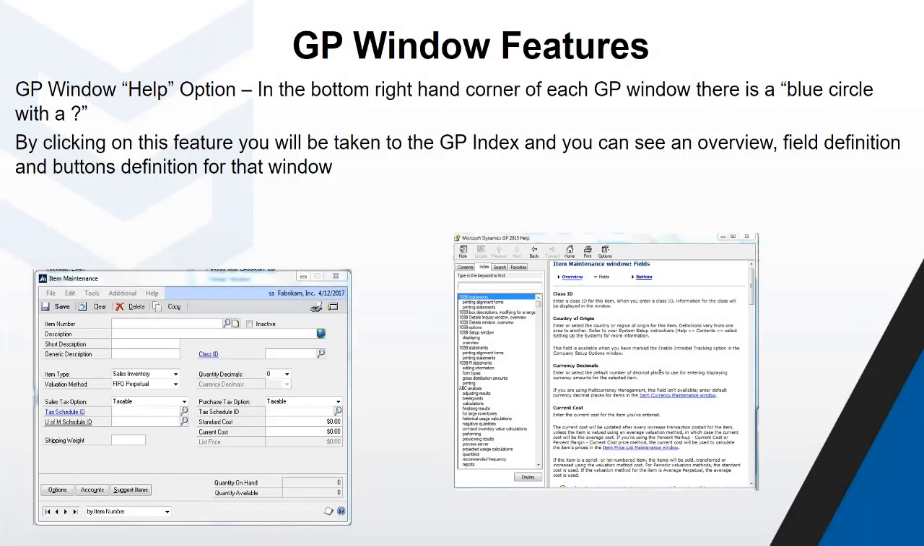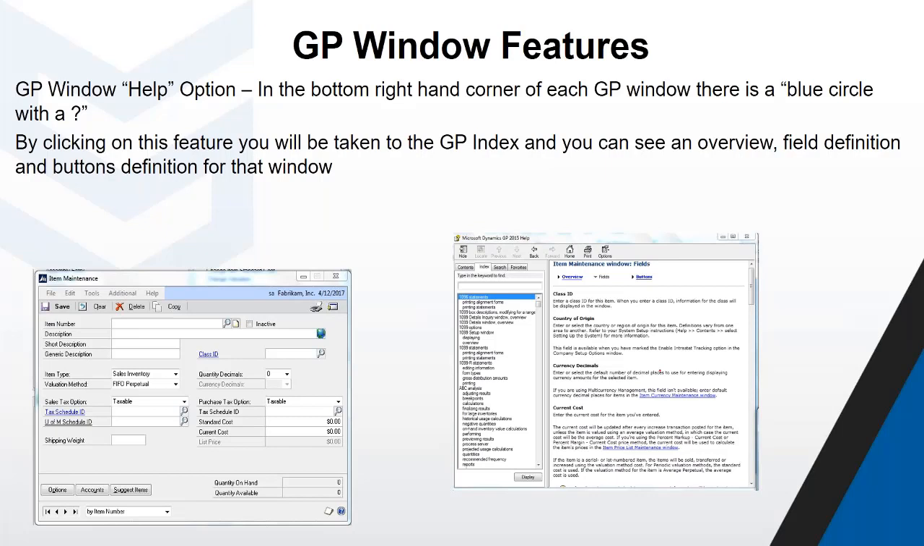The next thing that I think is helpful that not everybody knows about or utilizes is within GP, every GP window, and in this case, if you look at my item maintenance window here on the left-hand side, at the bottom, there is a blue circle with a white question mark. That is going to open your GP version help windows. And in this instance, it's going to open it for this specific window. So our item maintenance window.